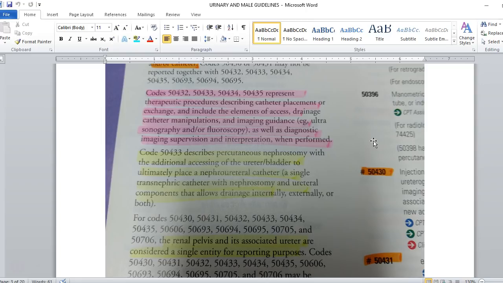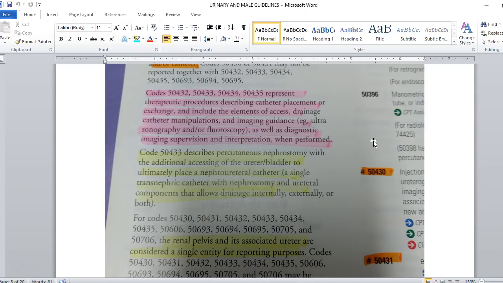And remember to make sure we're in the right place. Ultrasound is nice, it's portable, they can easily move ultrasound equipment into the surgical room, or like we've talked about many times before, the patient could be on an operating table with that x-ray equipment above them, where we can do fluoroscopy. It also reminds us that code 50433 describes a percutaneous nephrostomy with the additional accessing of the ureter or bladder to ultimately place a nephroureteral catheter.